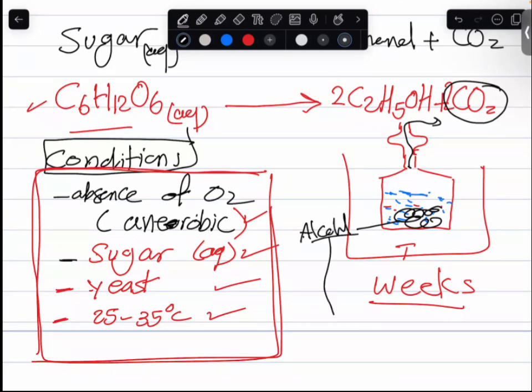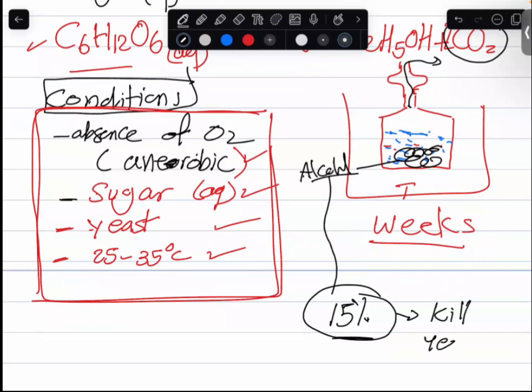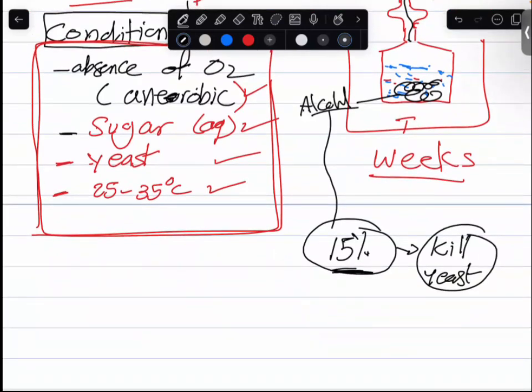But the percentage of alcohol formed in this case is only 15%. If you put at the beginning 100 centimeter cube of sugar, only 15% of them will be alcohol, and the rest will stay sugar. Why? Because the alcohol produced will kill the rest of the yeast, because alcohol is lethal, it's a sanitizer. We use it to kill fungi and bacteria. So the 15% of alcohol formed will kill the rest of the yeast. Okay, so only 15% are alcohol that are prepared in this way.